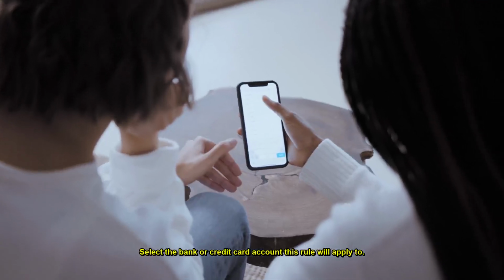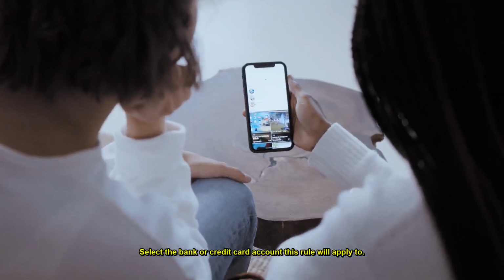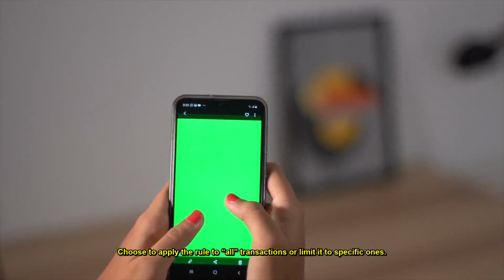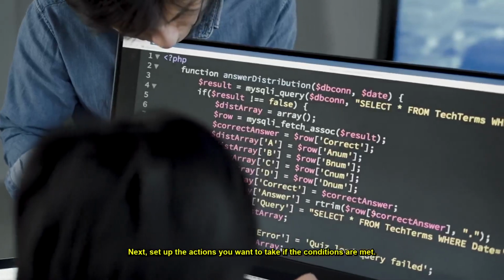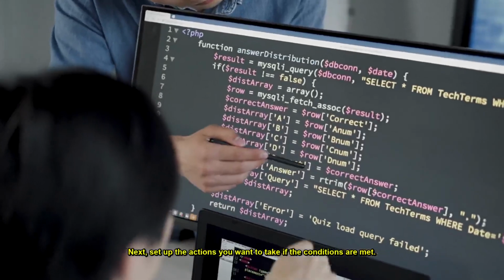Select the bank or credit card account this rule will apply to. Choose to apply the rule to all transactions or limit it to specific ones. Next, set up the actions you want to take if the conditions are met.